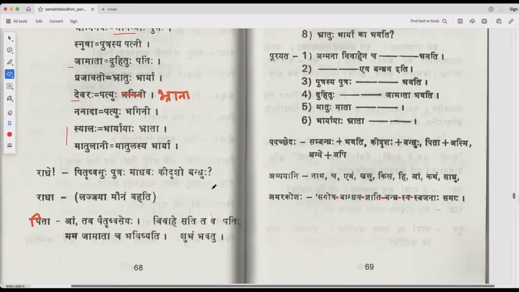Okay, go ahead. Next. Radhe, pitrashvasuh putraha, Madhavaha, kidrishaha bandhuh? Hey Radhe, your pitrashvasuh, your father's sister's son, Madhav, is what kind of relative? Okay. Lajjaya maunam vahati. Silent with shame, with shyness.